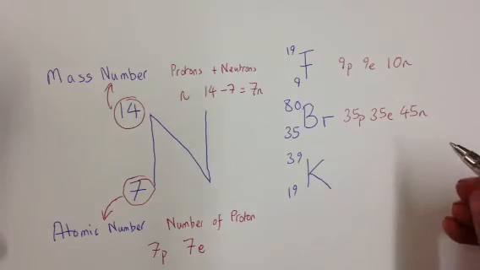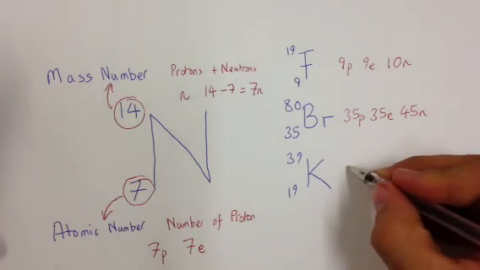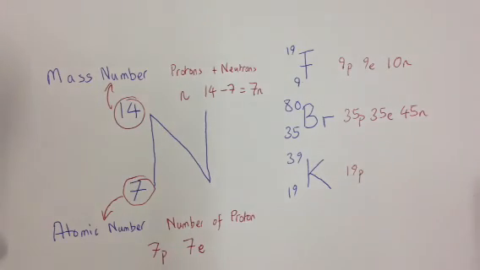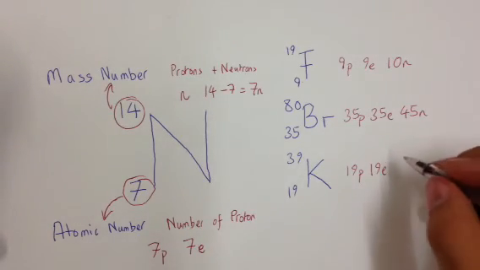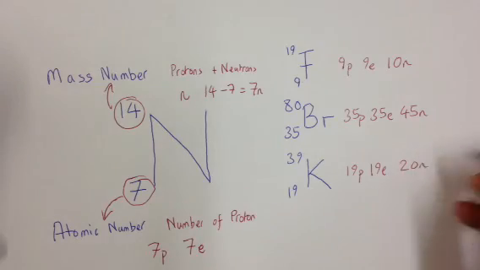And lastly, potassium, which has the symbol K, has 19 protons, because that's the number at the bottom, 19 electrons, because those numbers have to be the same, and 20 neutrons.